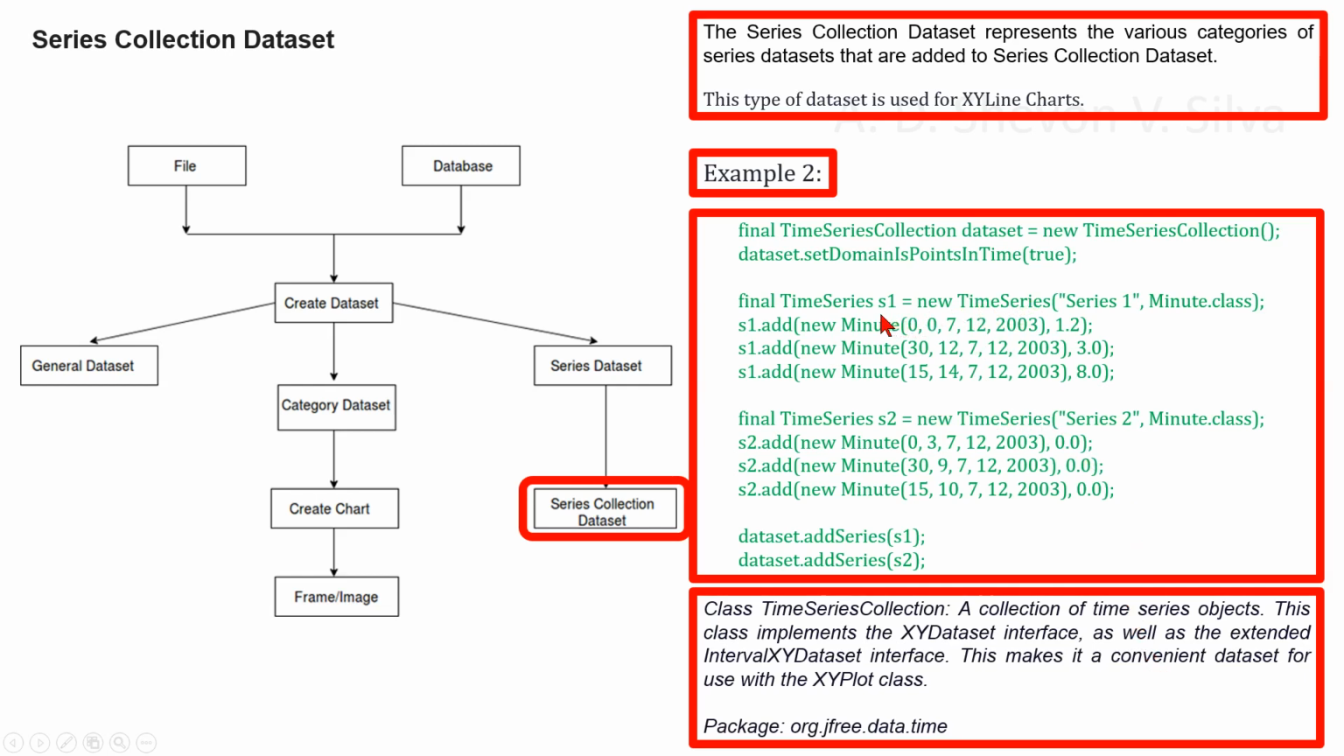Here TimeSeries represents a sequence of zero or more data items in the form period and value, where period is some instance of a subclass of RegularTimePeriod. The time series will ensure that all data items have the same type of period, for example day, or minute, and that each period appears at most one time in the series.